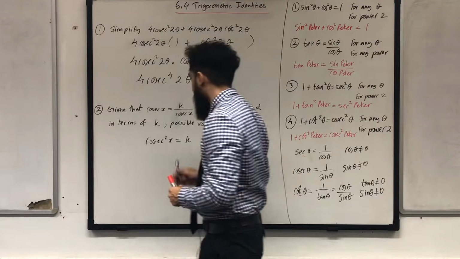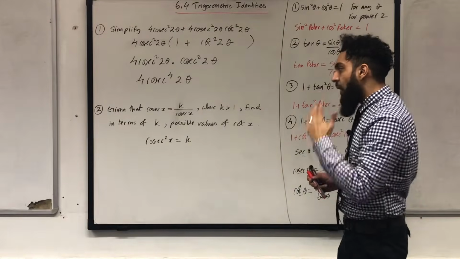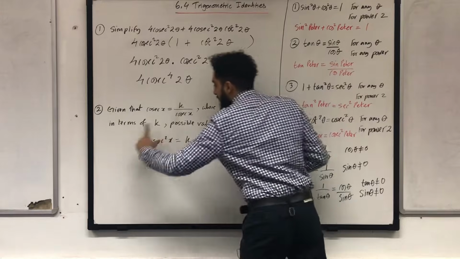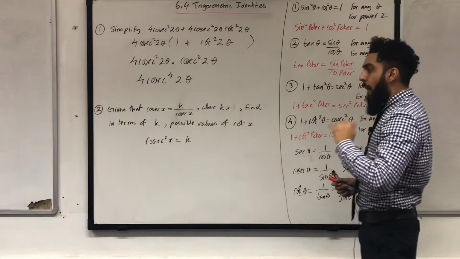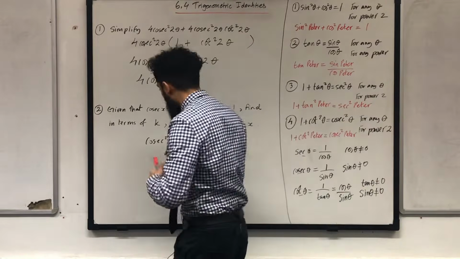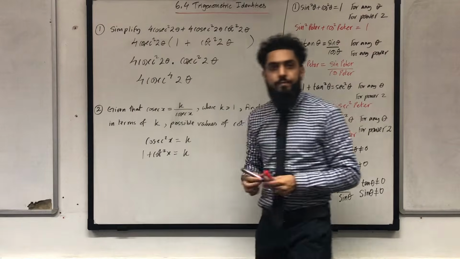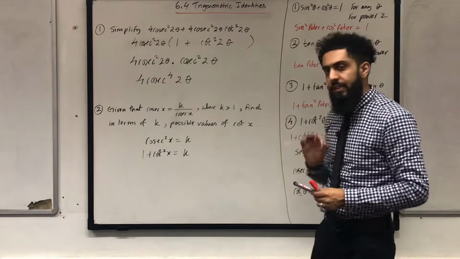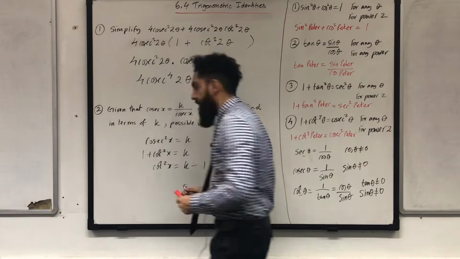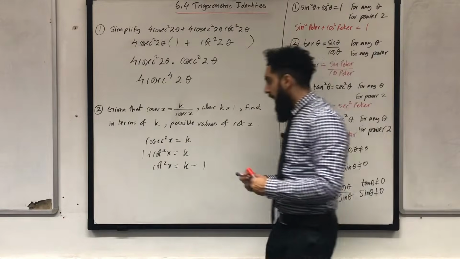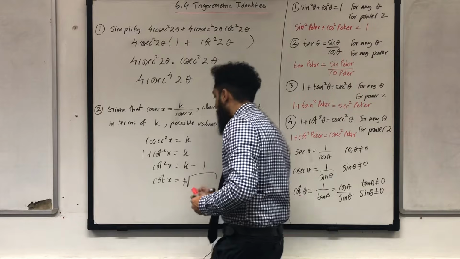x equal k. Now, I need the values of cot x. So, to obtain the possible values of cot x, I need to eliminate cosec squared x. I know that cosec squared x will just be 1 plus cot squared x. So 1 plus cot squared x is equal to k. Now, all I need to do is make cot x the subject. So, I get cot squared x equal k minus 1. Now I need to take the square root, and when I take the square root, I need to ensure that I include a plus or minus.